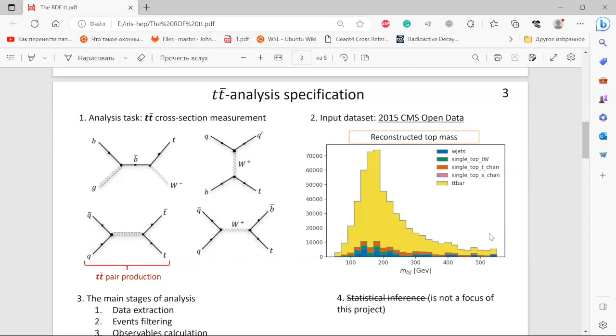This slide presents the reconstructed top mass, and the point related to event filtering is that the contribution from the t-tbar channel is much larger than from other competing channels. That means that selection of events is performed successfully.